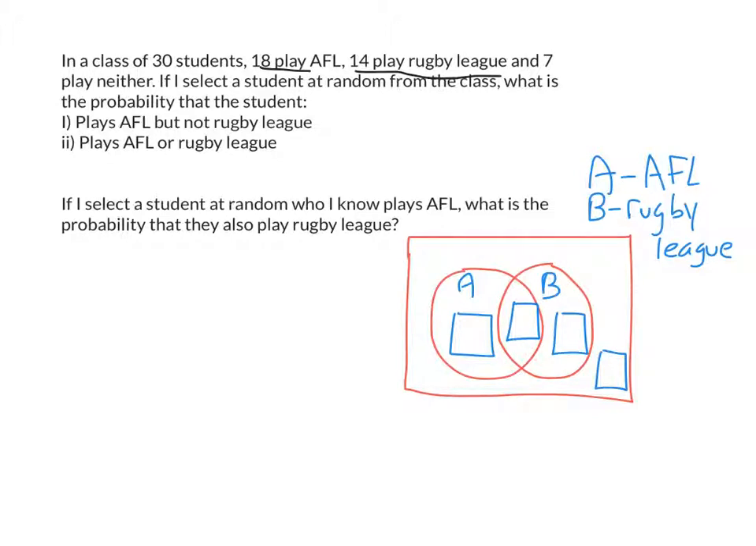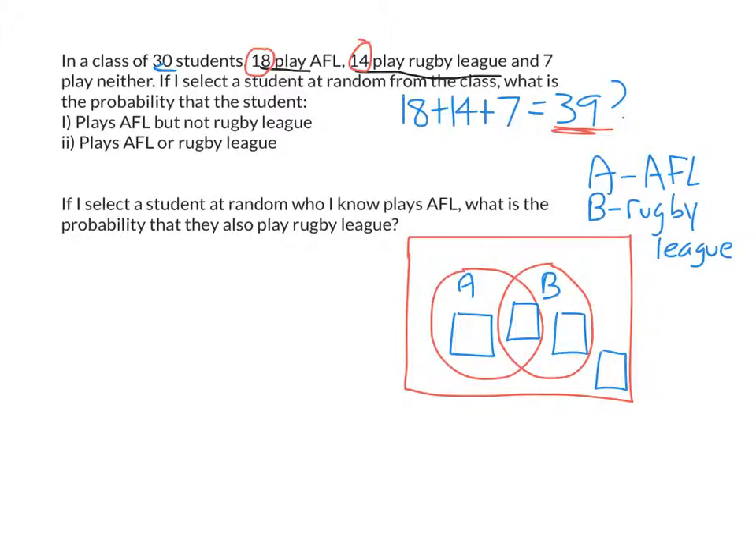So hopefully you're a bit confused because you're saying, well, if 18 play AFL, 14 play rugby league, and 7 play neither, that actually adds up to 39. How does that work when we had only 30 students? Well, of course, some could be both. They could have been included in the 18 that play AFL and also the 14 who play rugby league. So this adds up to 39. We've double counted 9 students in AFL and rugby league. So there must be 9 students who play both.